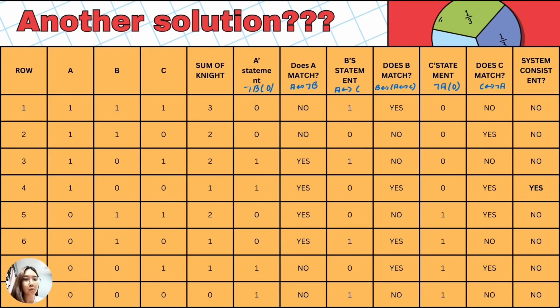For example, in row 2, A is 1, but C is 0. They are not the same, so the B statement is wrong. We put 0 at the B statement.